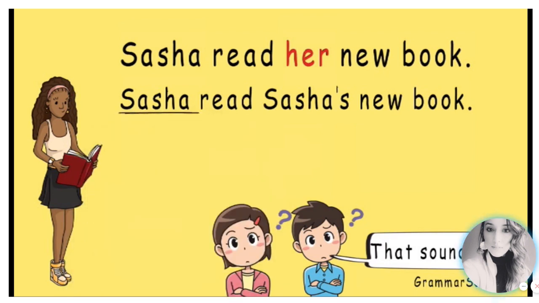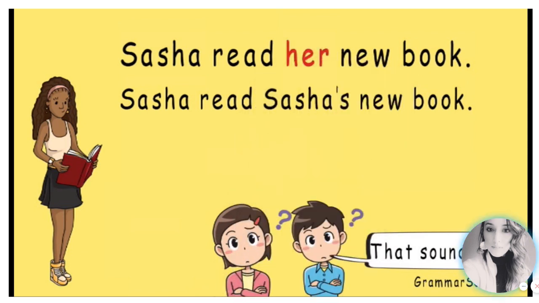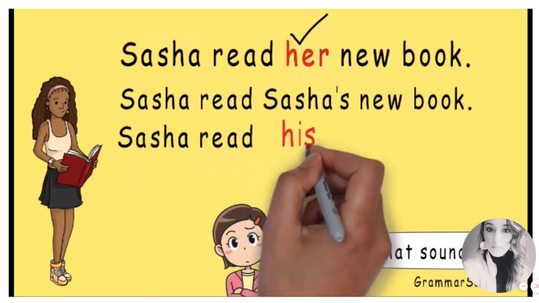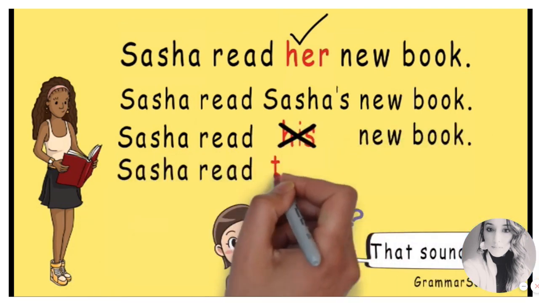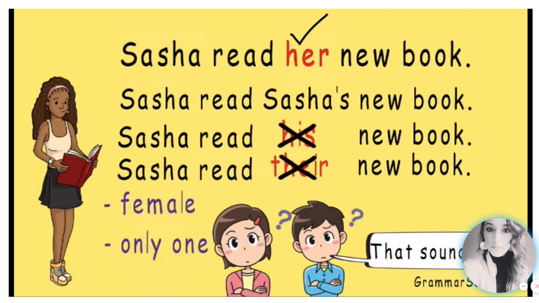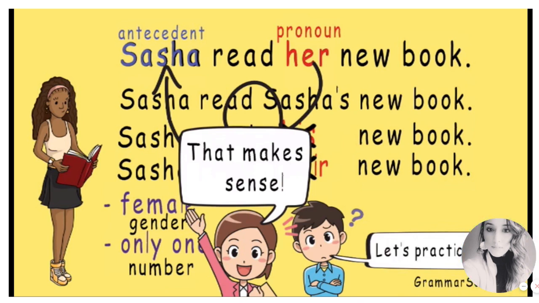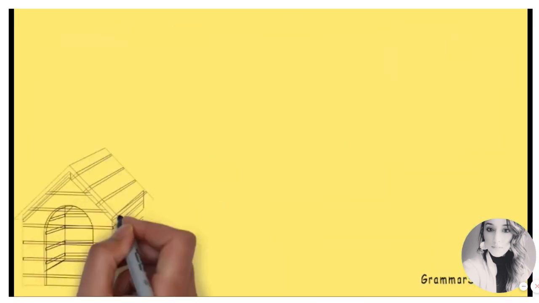Repeating the name Sasha within the same sentence sounds choppy and redundant. That is why using pronouns is helpful, but it is important to choose the correct pronoun for the job. We wouldn't want to say, Sasha read his new book, or Sasha read their new book. Since Sasha is female and there is only one, we need to choose a pronoun that agrees in gender and number. Her is a singular feminine pronoun. It refers back to Sasha. Sasha is the antecedent. That makes sense. Okay, let's practice again.